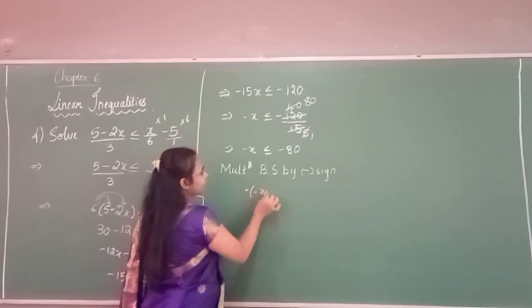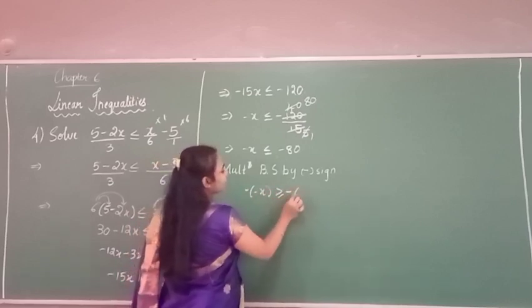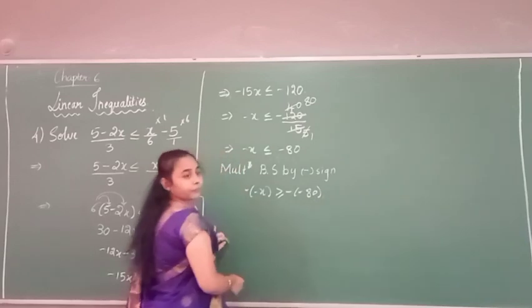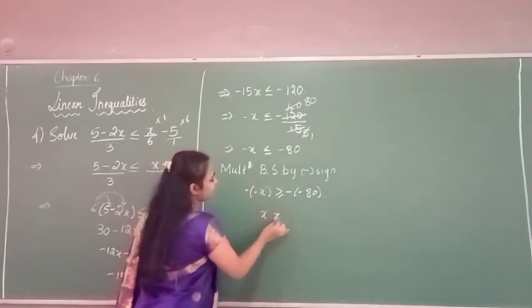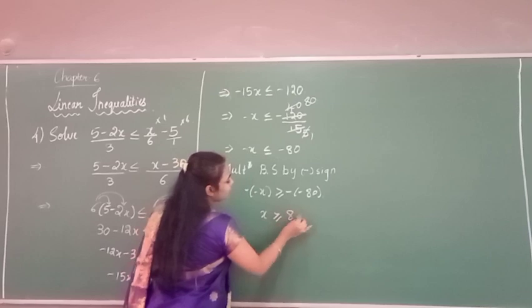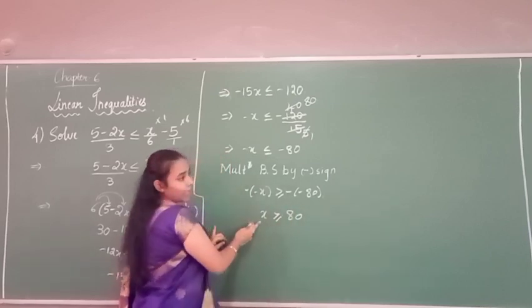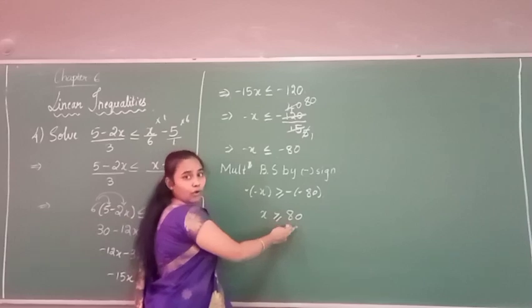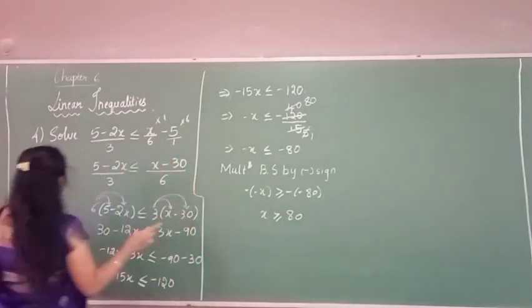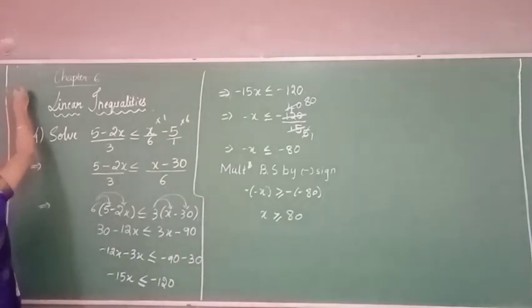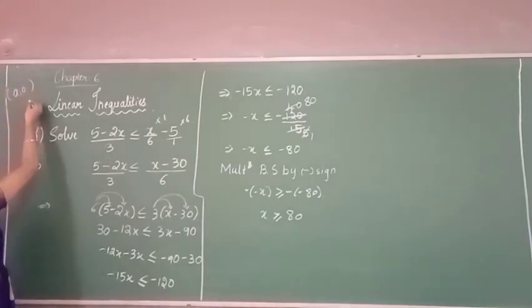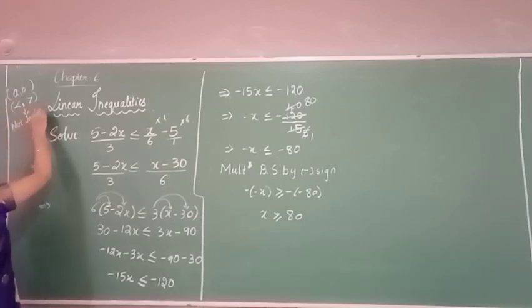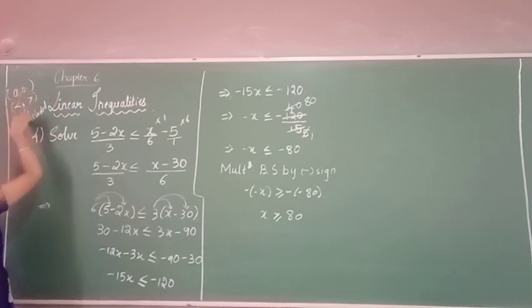So what it will be? Minus of minus x is greater than or equal to minus of minus 80. Okay? Minus into minus is plus, where x is greater than or equal to minus into minus, plus 80. So can you see here we have got the value of x? x is greater than or equal to 80. So I think in the previous class I already told you, when we have (a, b) as an open interval, that is with less than or greater than sign, then it is called not included. That is, the endpoints a and b are not included.